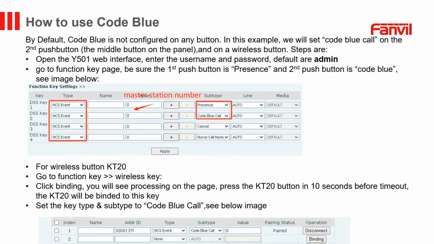How to use code blue. To configure the code blue call, you must access the web interface of the Y501 and bind the code blue call to a specific button on the intercom. You can also configure a wireless button like the KT20 for this function. Here, as you can see, there is code blue as a subtype.